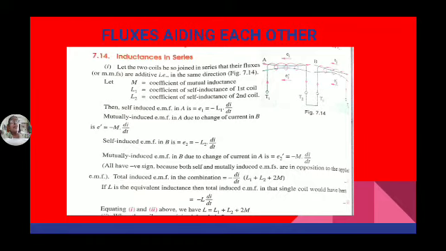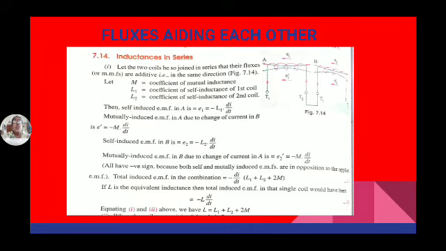So here let the total inductance of the combination be L. Let us assume the total inductance of the coil is L, and the total current passing through the coil is I. So now what is the total EMF induced? Minus L di by dt.